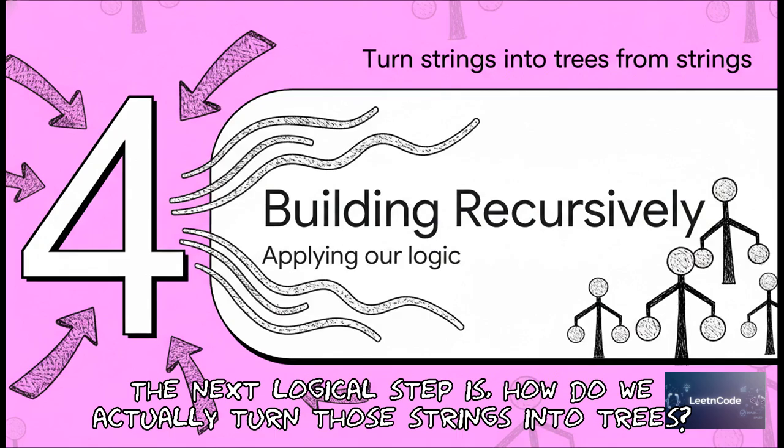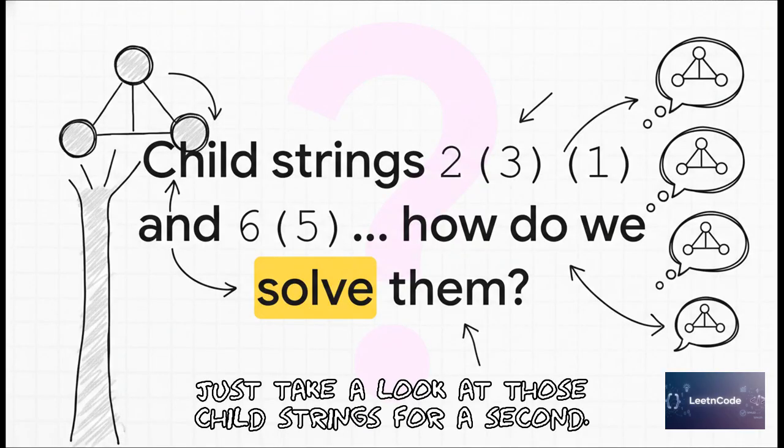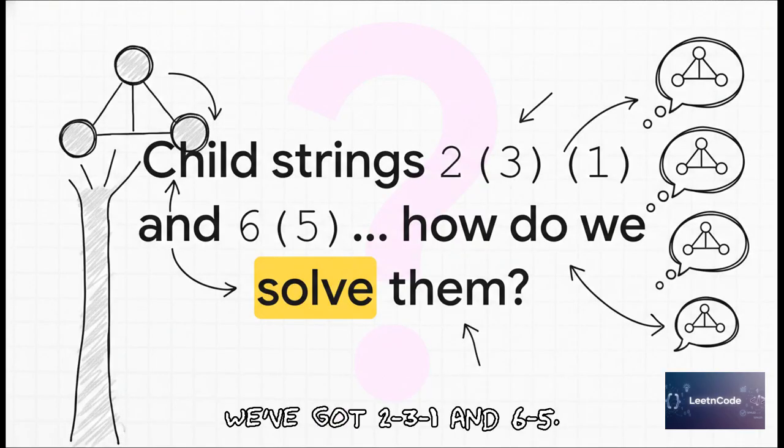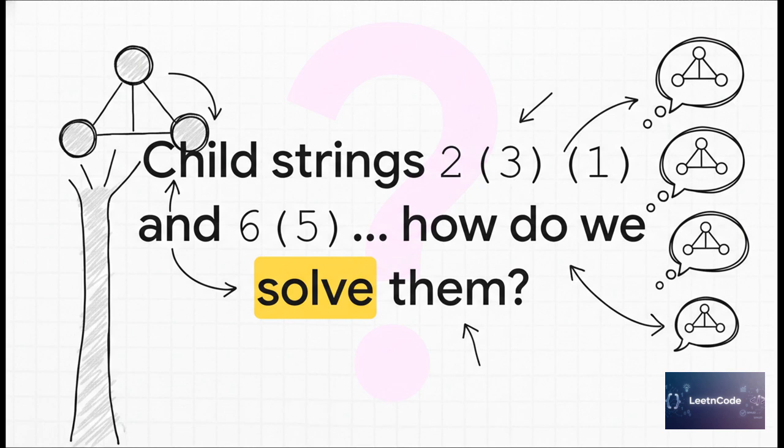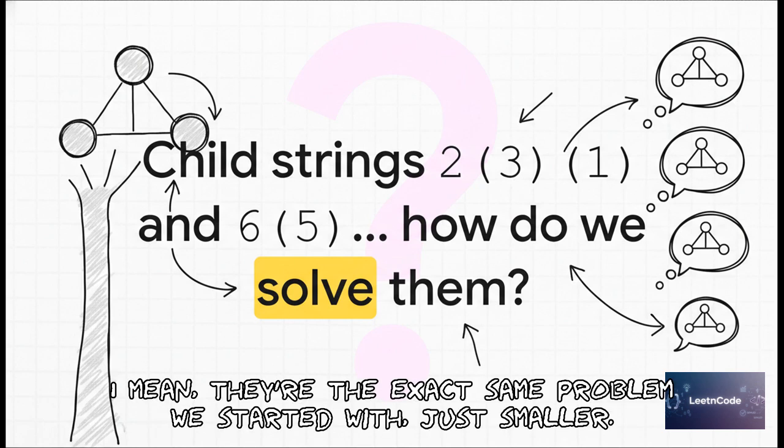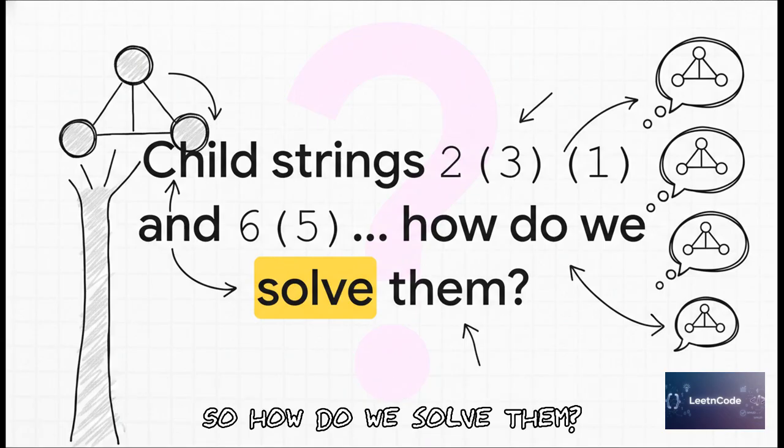So now we have this foolproof way to isolate the strings for the children. The next logical step is, how do we actually turn those strings into trees? Just take a look at those child strings for a second. We've got 2(3)(1) and 6(5). Don't they look a little familiar? I mean, they're the exact same problem we started with, just smaller. So how do we solve them?